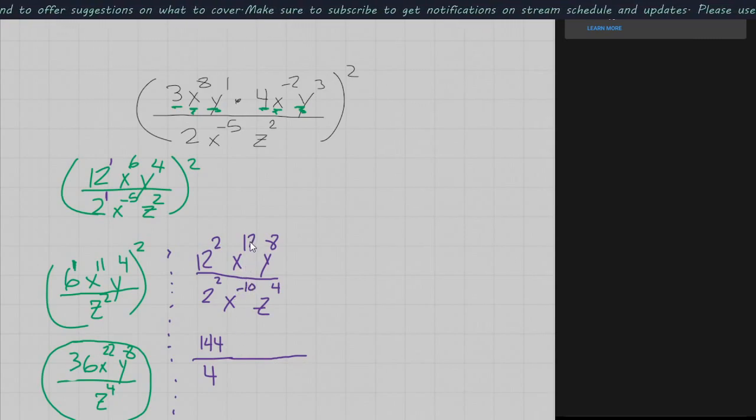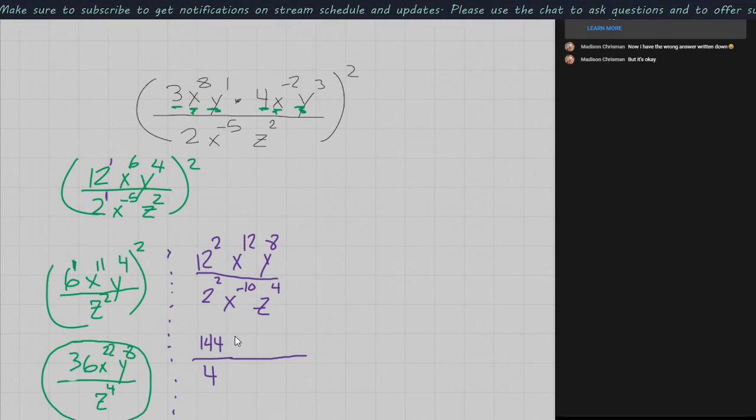You have x to the 12th. I'm sorry. Okay. So if you subtract 12 minus 10, minus negative 10, so x to the 12th minus negative 10, that's adding 10, so that's x to the 22nd. Y to the 8th is going to stay the same because we don't have anything to take away from the bottom, and then we have z to the 4th.